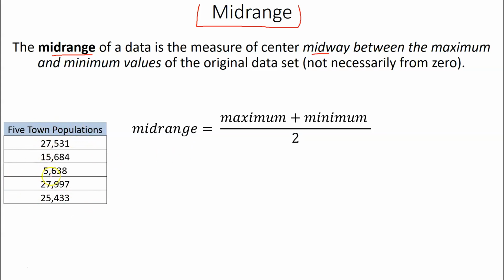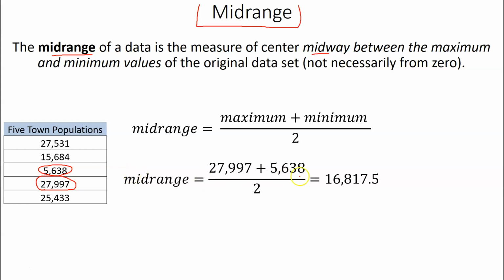So with this, your first question will be, what is the biggest and what is the smallest? The smallest is pretty easy to pick out here. The biggest looks like it's going to be this one. So you'd take those two, add them together and divide by 2. And this would be called the mid-range.